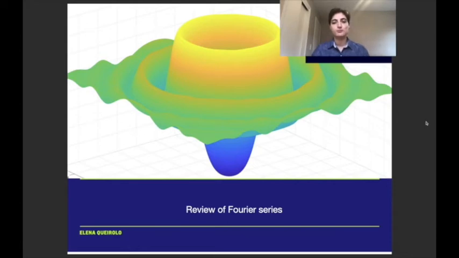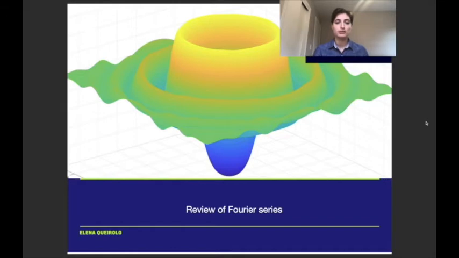Hello everyone! This week is going to be dedicated to Fourier. First, we're going to be reviewing a little bit of Fourier series, and then we're going to bridge the gap between Fourier series and Fourier transform. And that is a very interesting topic that we're going to develop quite a lot during this week.